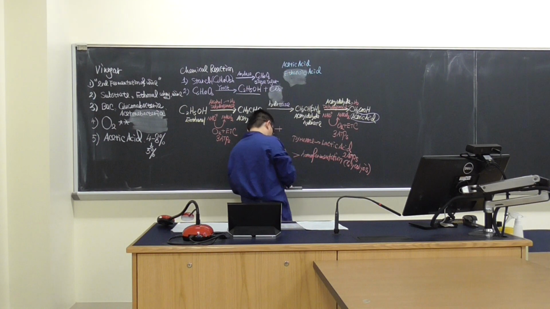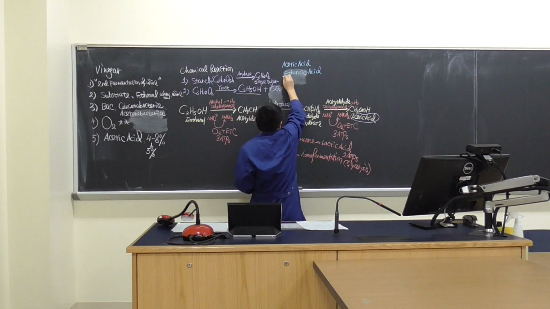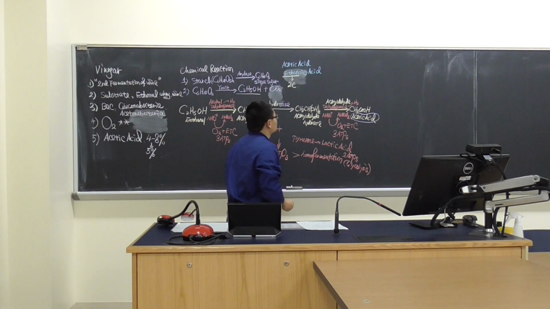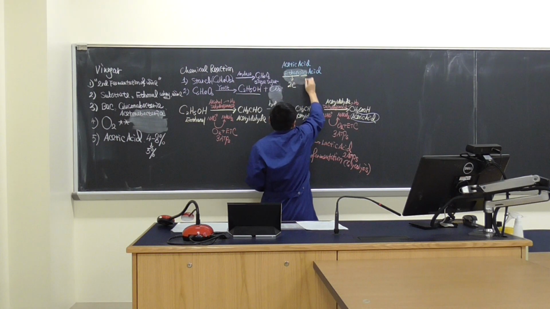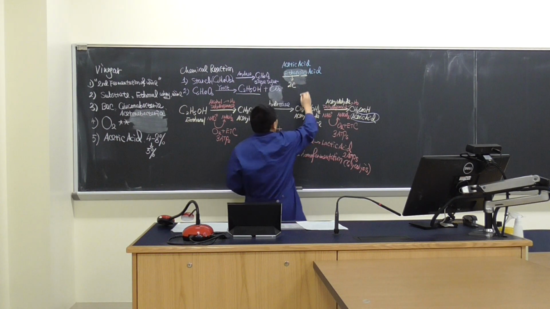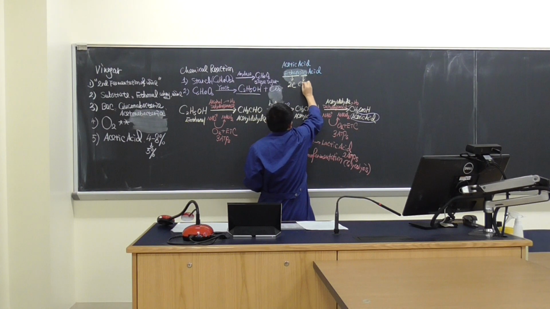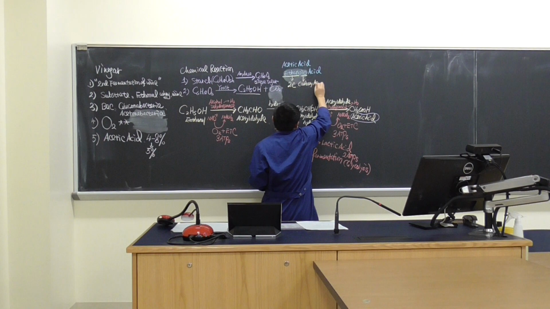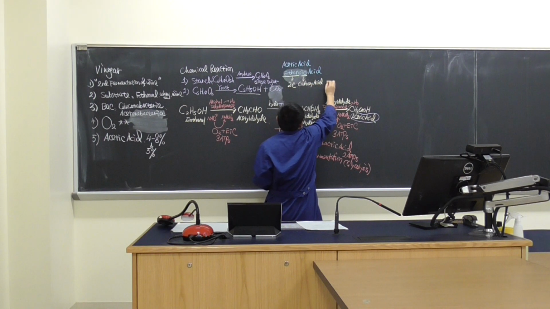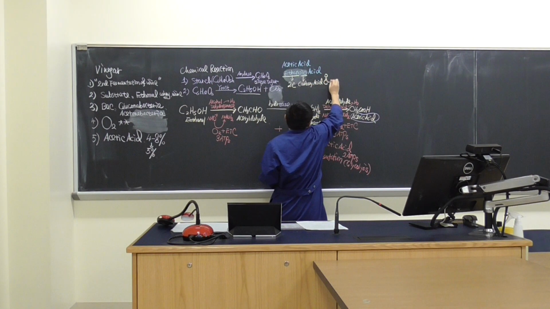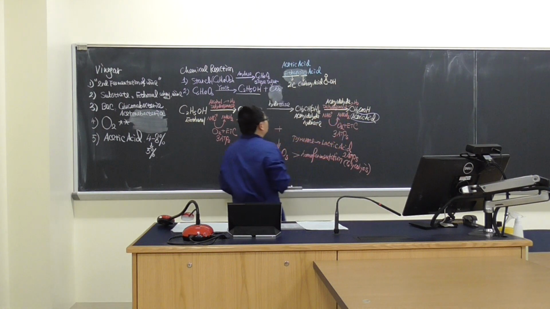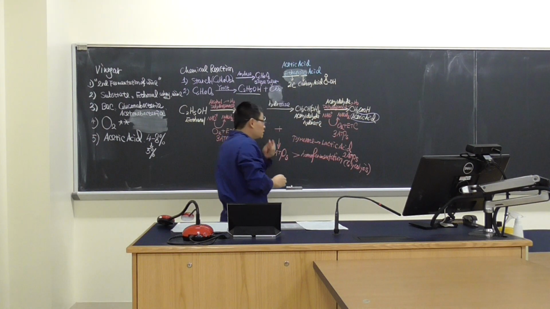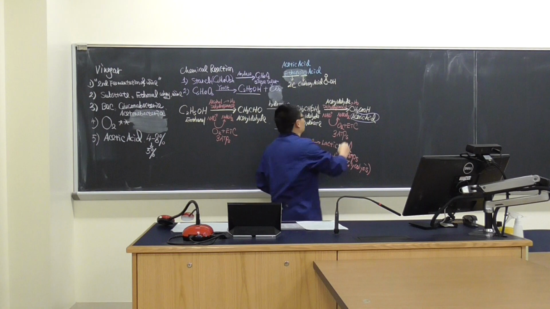Ethanoic. What does eth mean? Two carbons. Okay. What does oic mean? We mentioned that before. This is carboxylic acid. So basically C like this, COH.